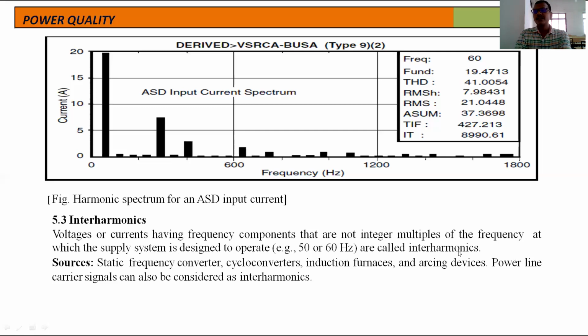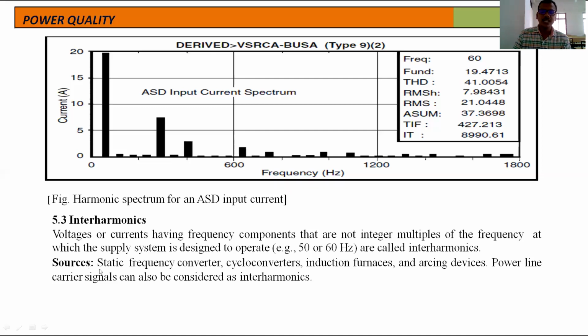For example, if it is 50, integer multiples of 50 or 60 are called harmonics. If they are not integer multiples of the fundamental frequency, then they are known as interharmonics. That means, for example, 25, 35, 55, 105, 185. These are not multiples of 50. These are called interharmonics.